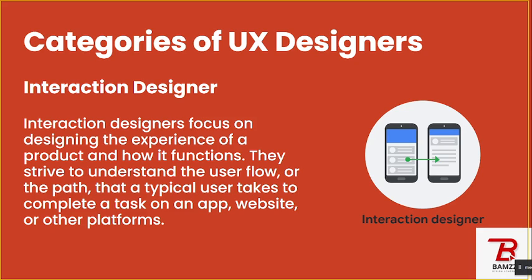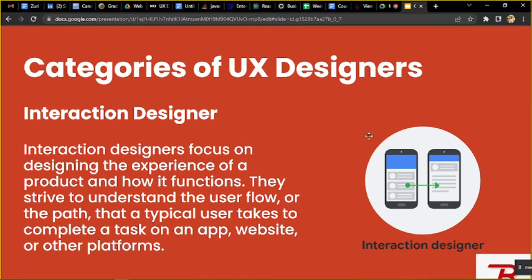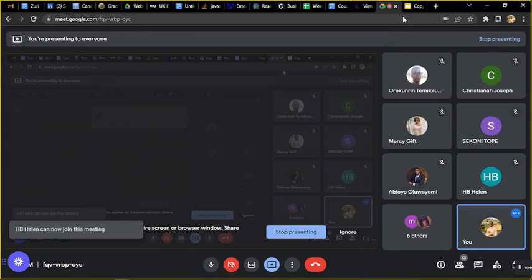So we have interaction designers. Interaction designers focus on designing the experience of a product and how it functions. They strive to understand the user flow, or the path that a typical user takes to complete a task on an app, website or other platform. They study people and check out how you interact with a product. If you notice, most of the action buttons on your mobile phone or application are not at the top, but the stuff they want you to perform will always be at the bottom, because they know that your hand can actually reach it at that particular location. So they've already studied how you interact with the product, and that is how they are able to design stuff like that. That is one of the functions of an interaction designer.